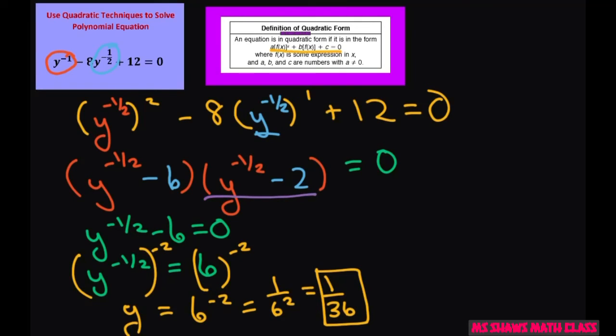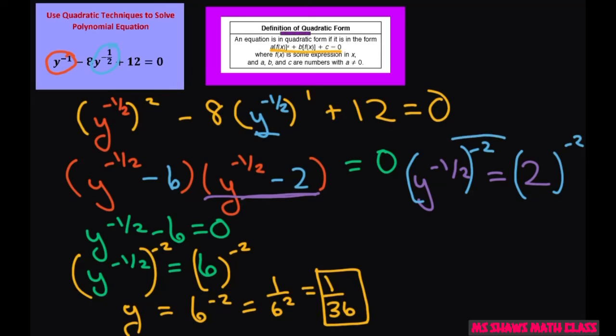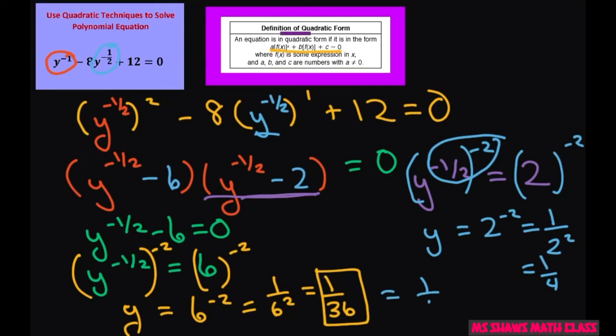Now we do the same thing here. There are different methods you can use for this, but I'm just going to use this method. If you have a better method, feel free to use it. Set this to 0, so this is going to end up equaling 2. Now power both sides by negative 2. This gives me a 1, so that isolates my y, and I have 2 to the negative 2, which equals 1 divided by 2 squared, which equals 1/4. So these are your two solutions here.